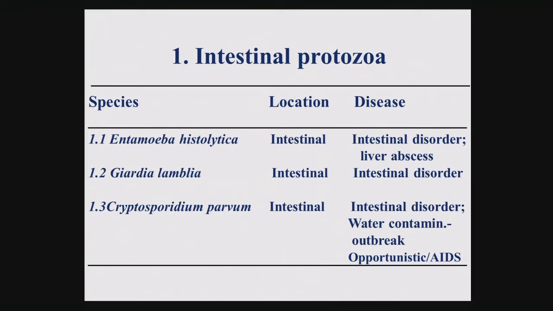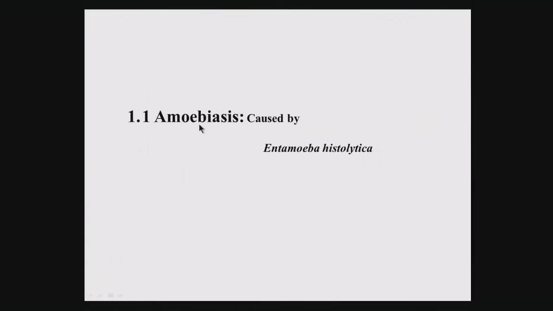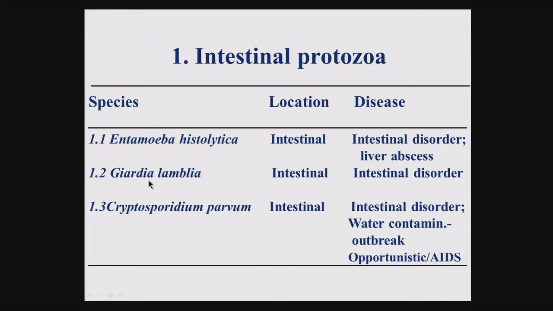But I'll just point out very briefly in the beginning, Entamoeba has a tissue phase infection, can get in the liver and other organs. Giardia is more limited to the intestinal disorder, and Crypto is also intestinal, but they could have more profound impact on the immunocompromised individual, and also epidemiologically they can be a problem when you have some kind of outbreak due to the water pipe breakdown.